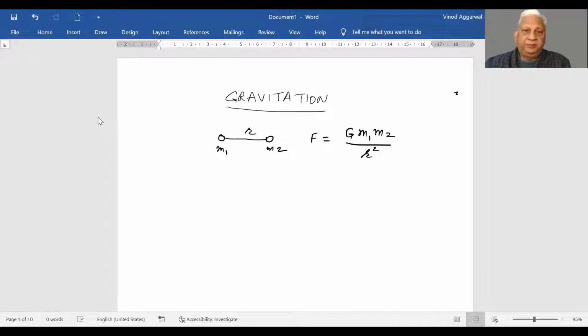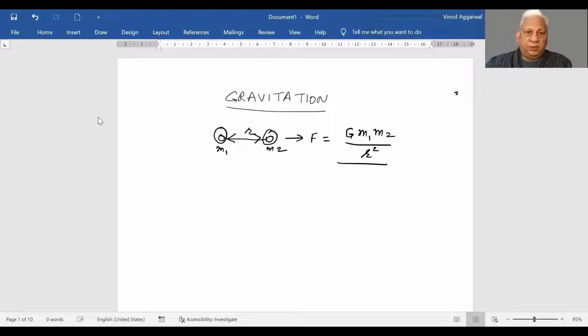What it means is, you take any two masses anywhere in the universe, on Earth, on Moon, wherever, they have a tendency to attract each other, and the force with which they attract is given by this formula. Okay.